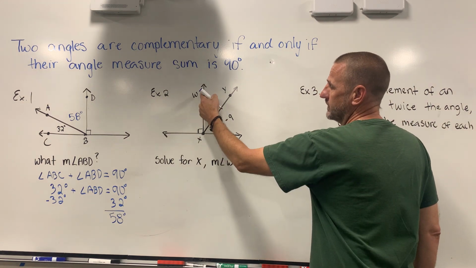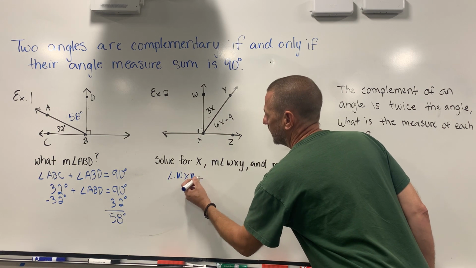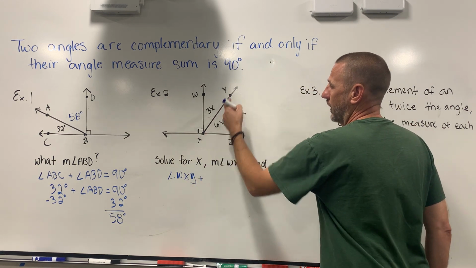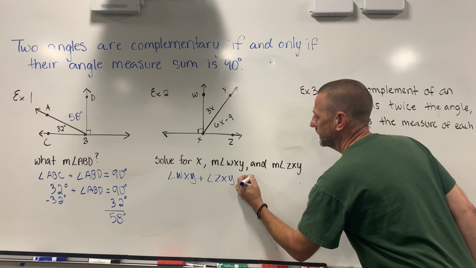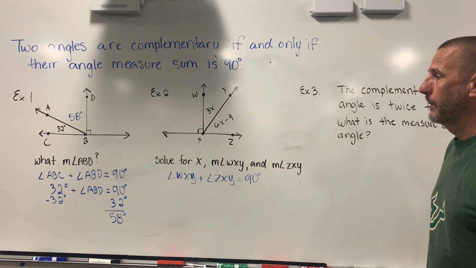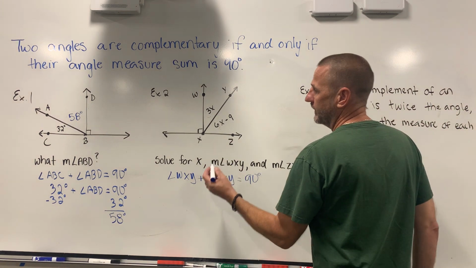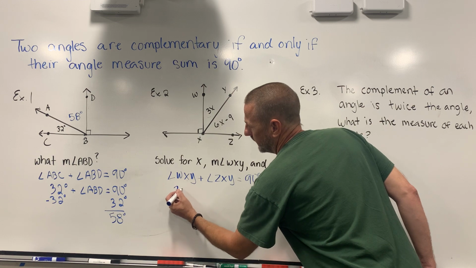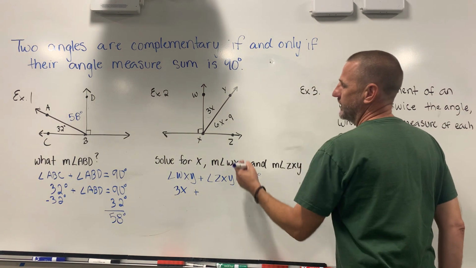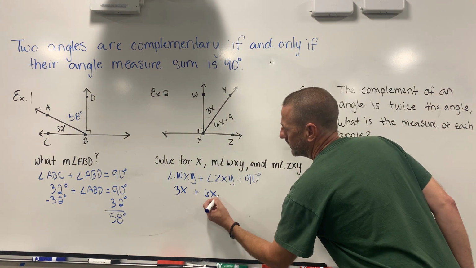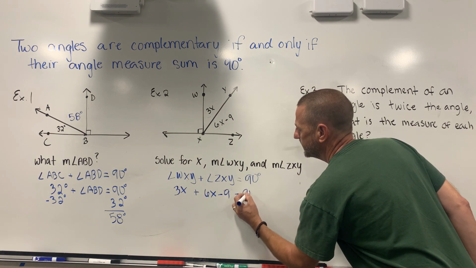So first thing we know is that I have angle WXY plus angle ZXY have to add up to 90 degrees. Now, what I can do is substitute in some values. So for example, WXY, I know algebraically is represented by 3x. And then on this one, ZXY is 6x take away 9. And we know all this equals 90.